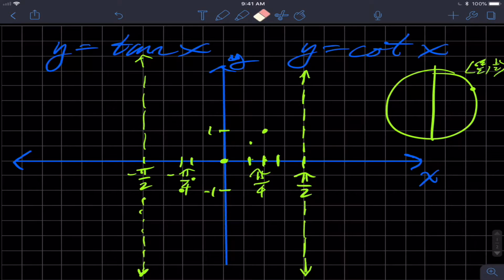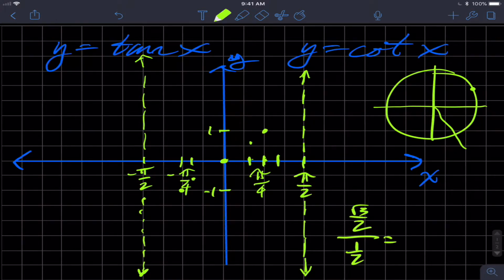Let's look at a 60-degree angle, or pi over 3. That's that guy or that guy. So we're talking about the same values as before, except we're talking about radical 3 over 2 divided by 1/2, which is radical 3 over 2 times 2 over 1, which is radical 3 over 1, which is just radical 3, which is 1.7 and so on. And so 1.7 is like up here.